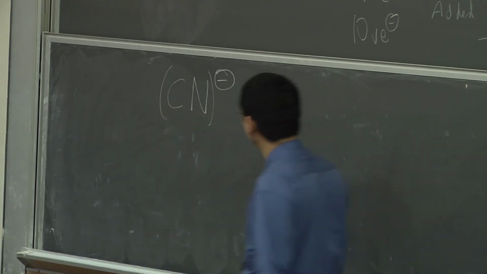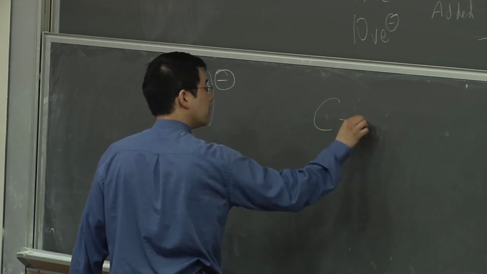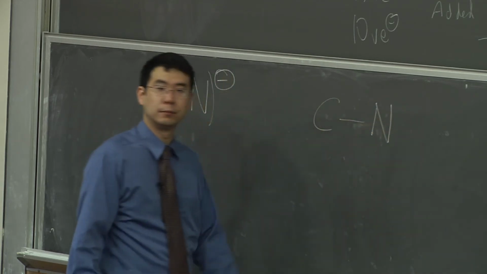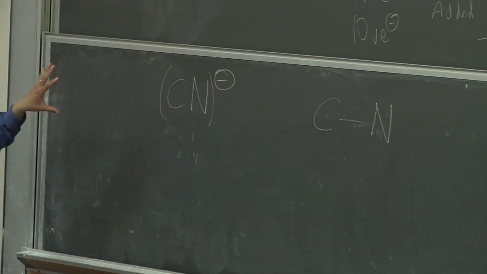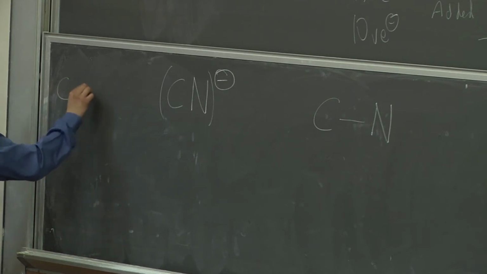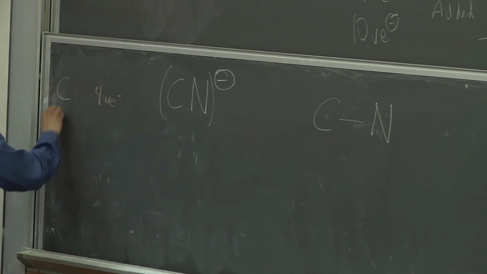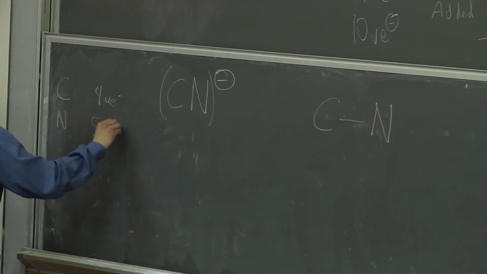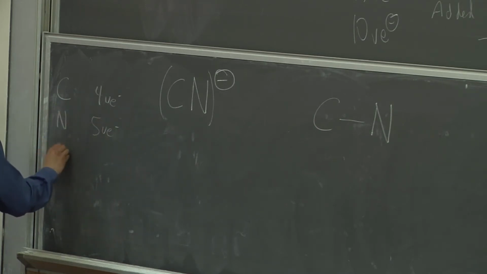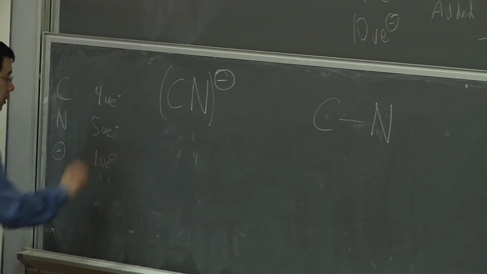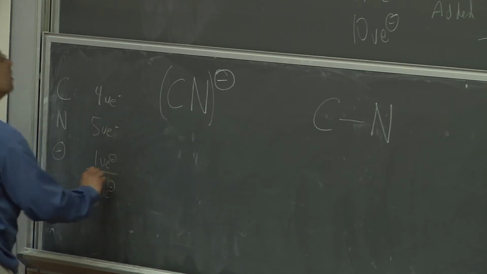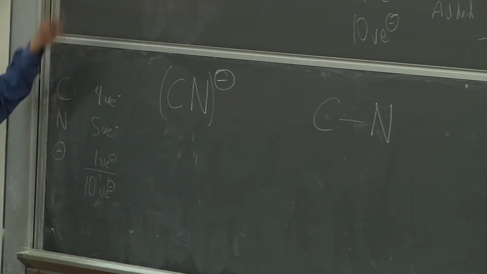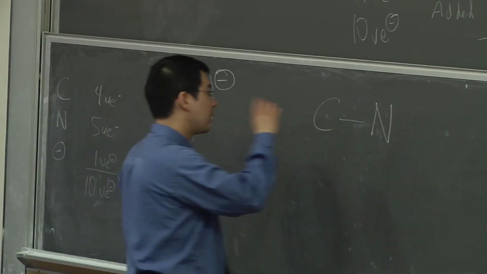Okay, so let's take a look. I'm going to start by doing this, CN. And off to the side, I'm going to count my valence electrons. So my carbon has 4, right? And my nitrogen has 5. And the way I like to do it is to say my negative charge has 1. And so I add that together, I'm going to have 10. Oh, I got 10 here and 10 here. That's kind of a clue to what's going to happen. But let's do the same thing.